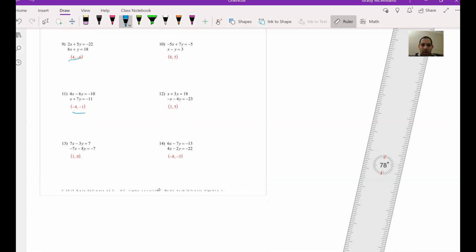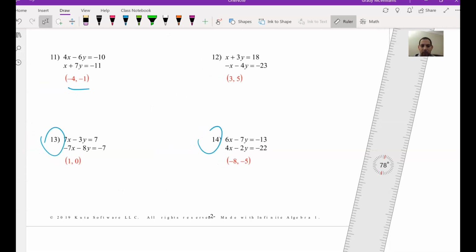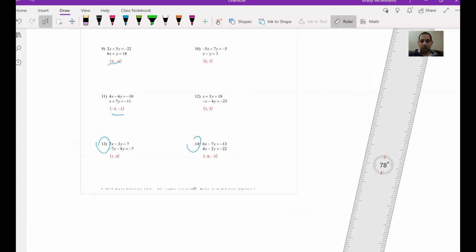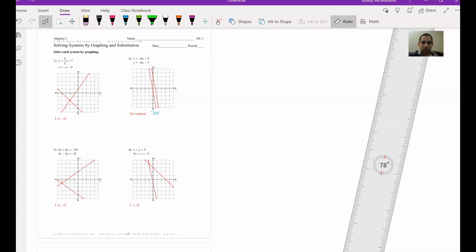Here's some more. These last two are challenge questions. They're really tough. You're going to have some fractions involved when you solve for x or y. Notice how nothing has a nice 1 as a coefficient. It's going to make it a little bit more challenging. I did that on purpose. I want you to give it a shot. I know it's going to be difficult, but you can do it. We'll go over it next class.